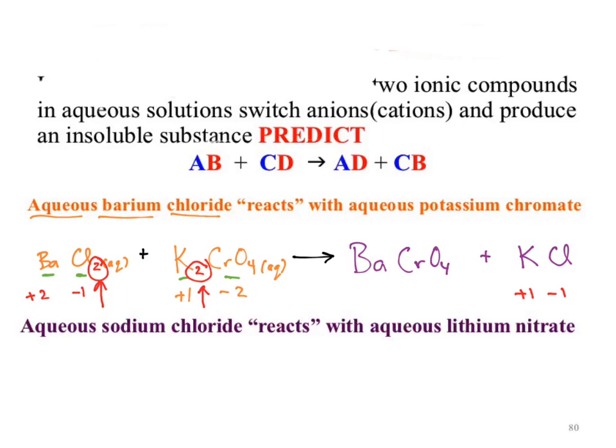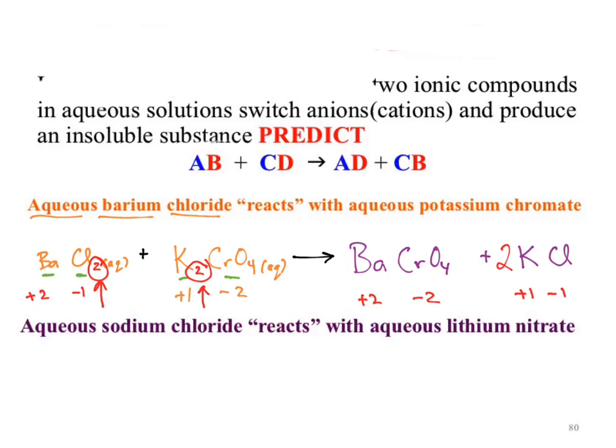Balance. Sort of. Not yet. Balance in the barium chromate. The barium is a +2. The chromate is a -2. Is that formula correct? Yes. Is the equation balanced? No. How do we fix that?